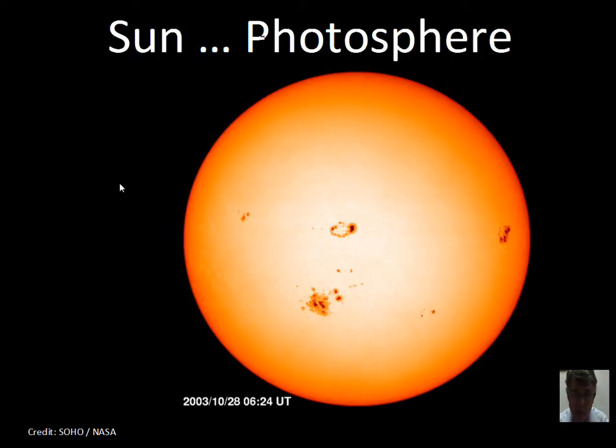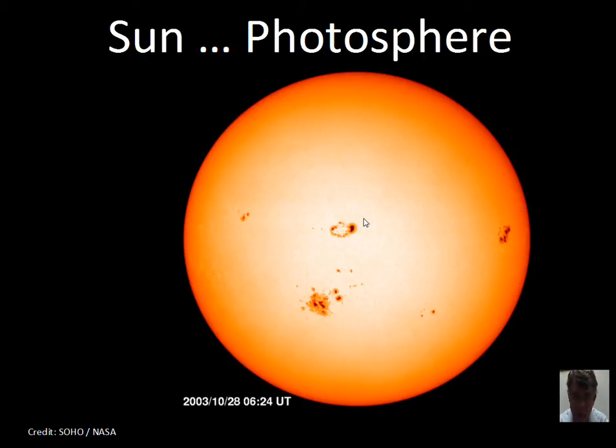On the photosphere, where the visible light is coming from, there are occasionally dark regions, bigger than the Earth for some of these. And what these regions are called is sunspots. They are produced by magnetic field.